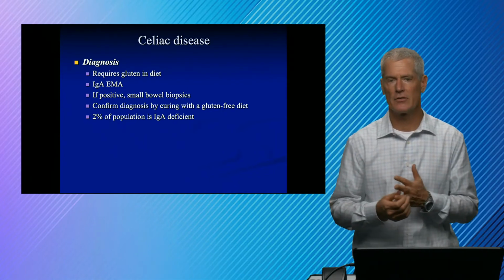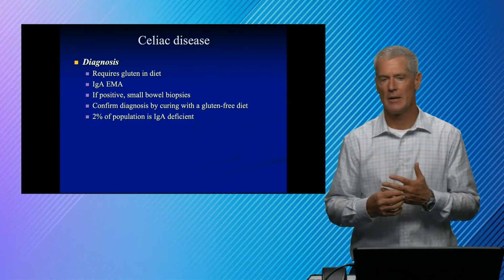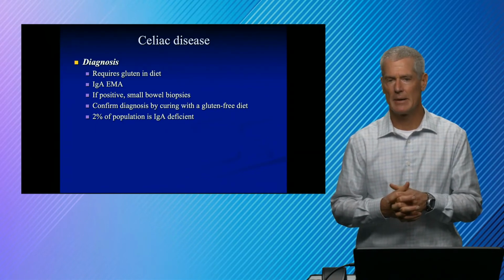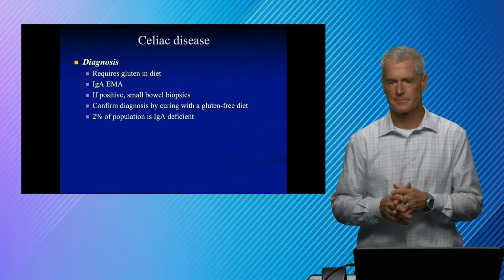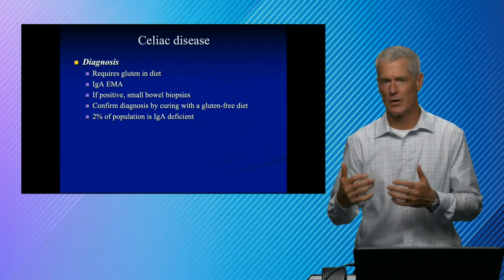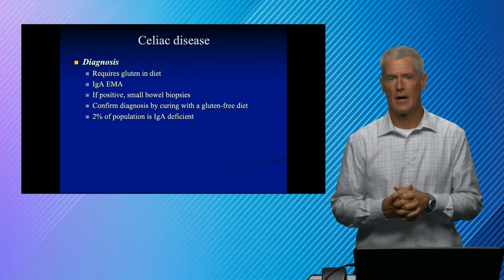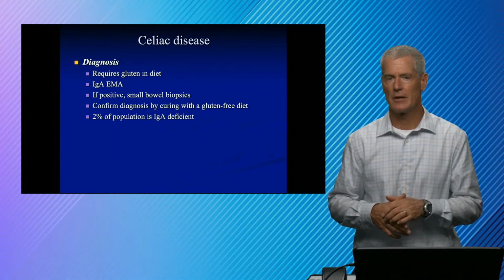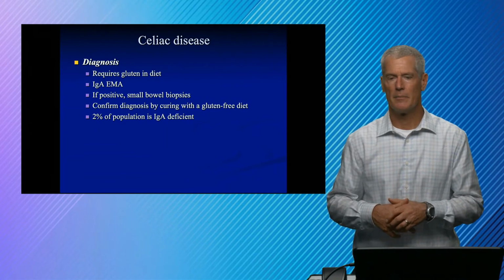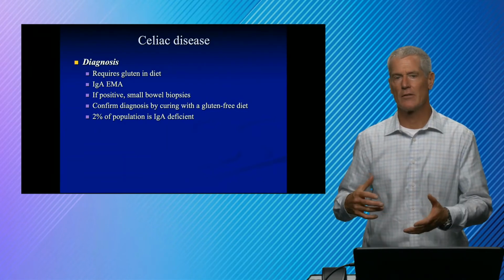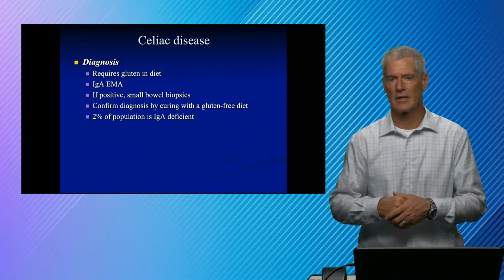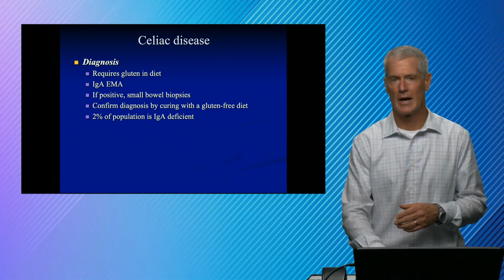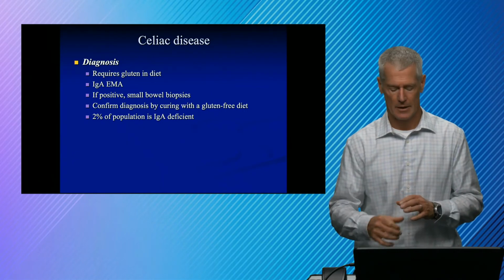And the most sensitive test is an IgA, so it's an immunoglobulin, an IgA against endomysial antibodies. So it's a very sensitive and a reasonably specific test. If they're positive, sometimes they'll do a biopsy of the bowel, and they're looking for characteristic findings of celiac disease. You would confirm that by putting them on a gluten-free diet. Sounds easy, but is not.